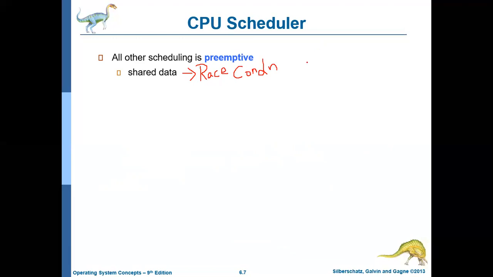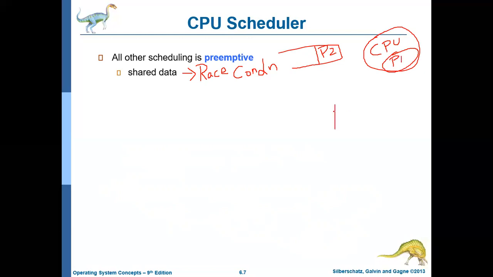How do we define race condition? Assume that currently in the ready queue there is only one process, P2, waiting, and the CPU is allocated to a particular process called P1. The CPU is currently executing that process, P1.